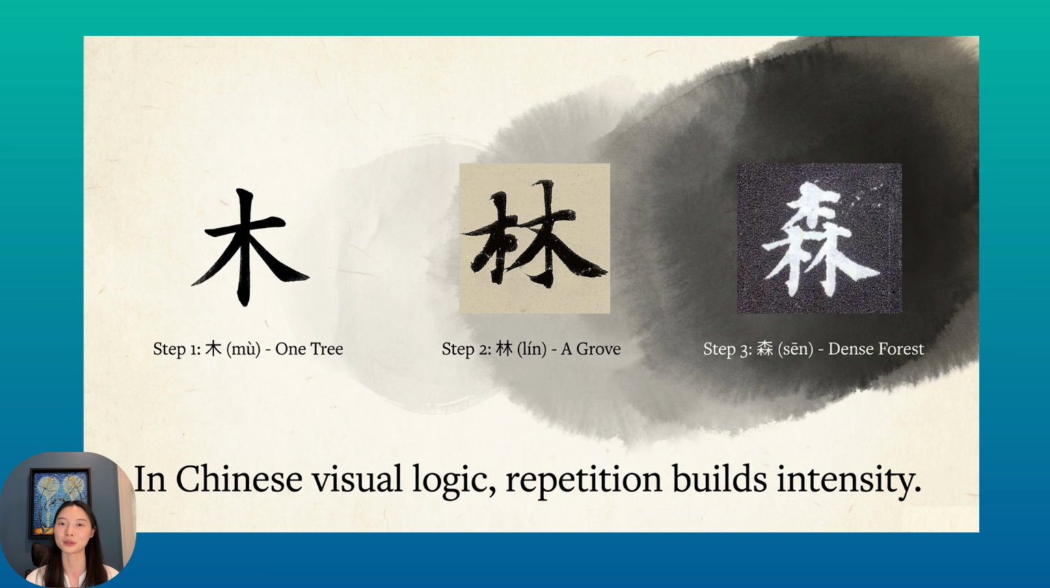Next, 森, forest. One tree is 木, two trees side by side is 林, woods. Three trees is a dense forest where the trees are so packed together you can barely see through them. This is also a great example of how Chinese uses repetition to intensify meaning. One equals a thing, two, more of it, three, a lot of it.